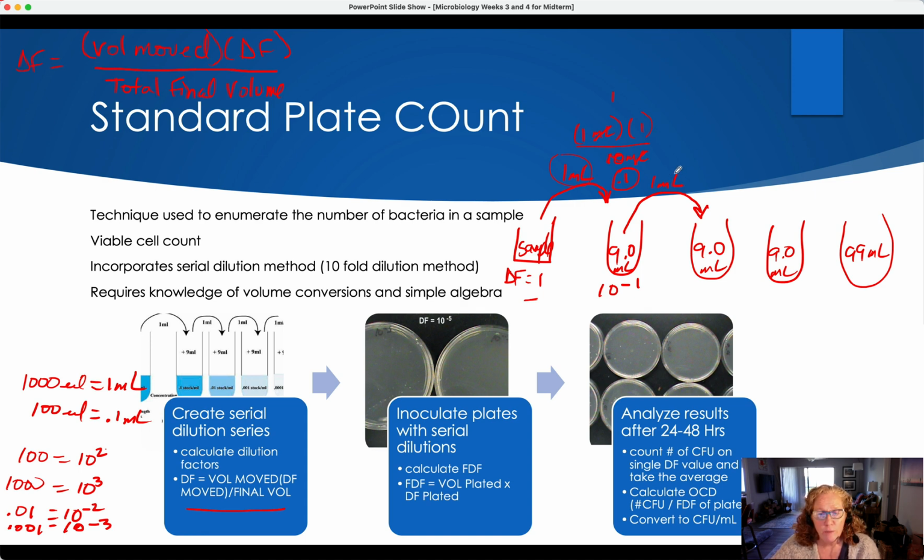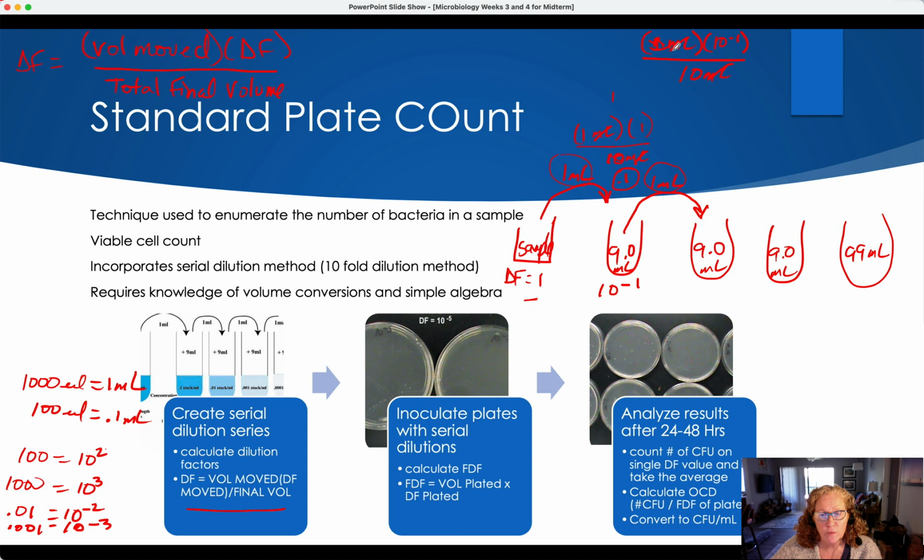So the volume I'm moving is the same. It's 1 milliliter. I'm going to multiply this by the dilution factor of the tube that I moved. Right? So I didn't take it from my original sample. I took it from my 10 to the negative 1 dilution. So this now becomes 10 to the negative 1 instead of 1. I'm going to divide this by the volume that I make by moving it, which is 1 plus 9 is 10.